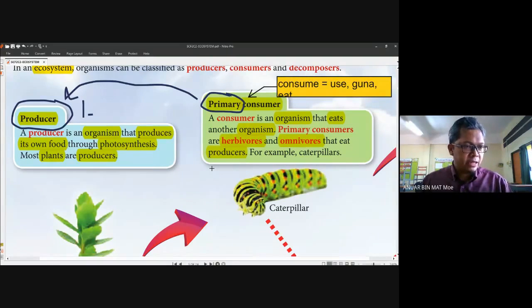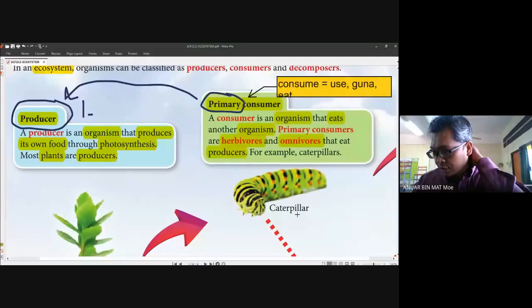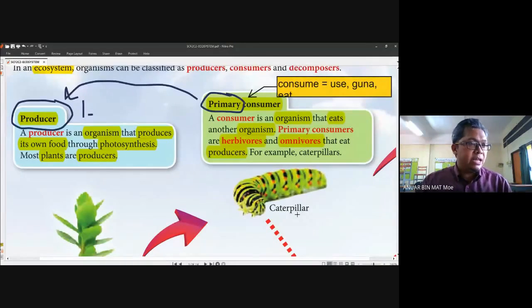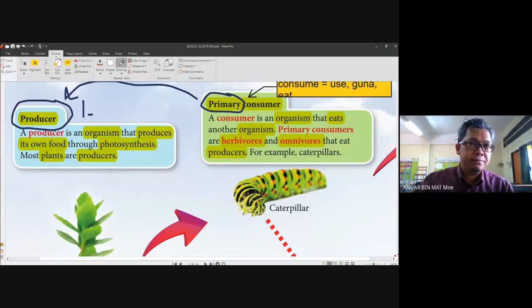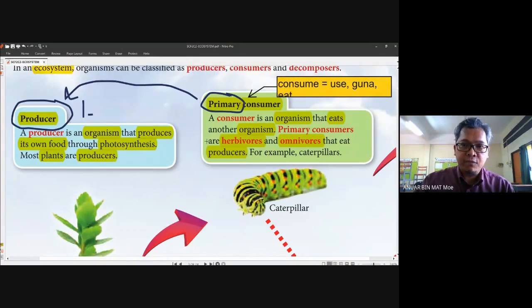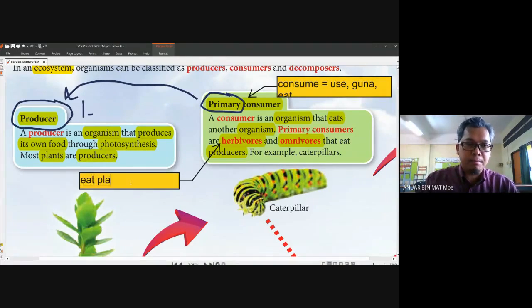You can see inside the textbook, inside here there are caterpillar, sheep, cow. Yes, cow, goat. Any animal that eats plant, we call it primary consumer. This is what we call herbivores. Herbivores mean eat what? They eat plant. Okay.